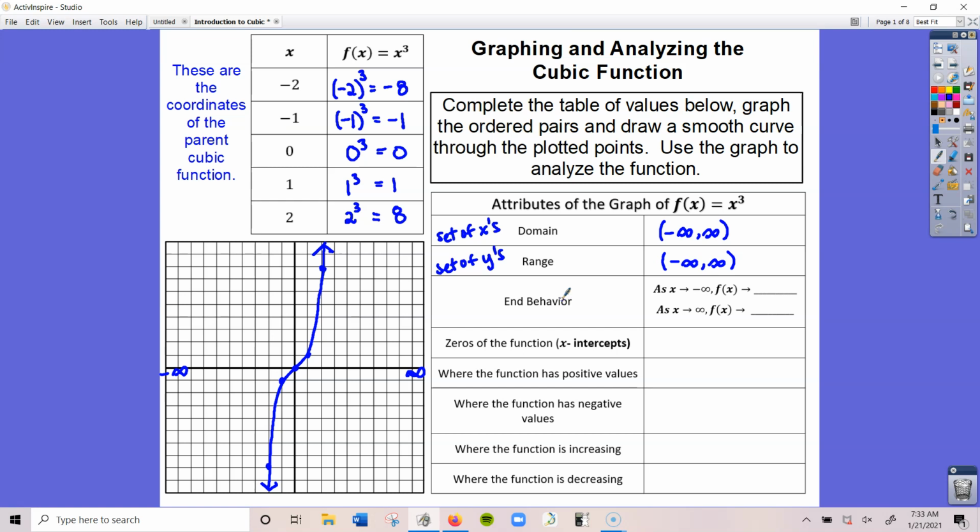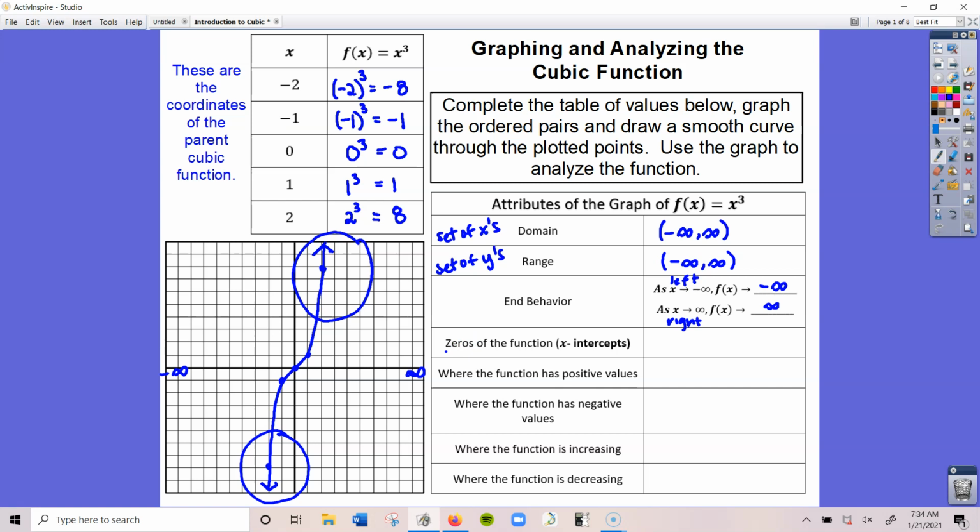End behavior is how your graph is behaving at the ends. So this is the left side of the graph, and this is the right side of the graph. Keeping in mind that when we're writing end behavior, we always write our 2 statements. As x is approaching -infinity, that means the left side of the graph. The left side of the graph here is going down, so f of x is approaching -infinity. If I were to look at the right side of the graph, as x is approaching +infinity, on the right side of the graph, f of x, my y values, are going up, so it's going towards +infinity.